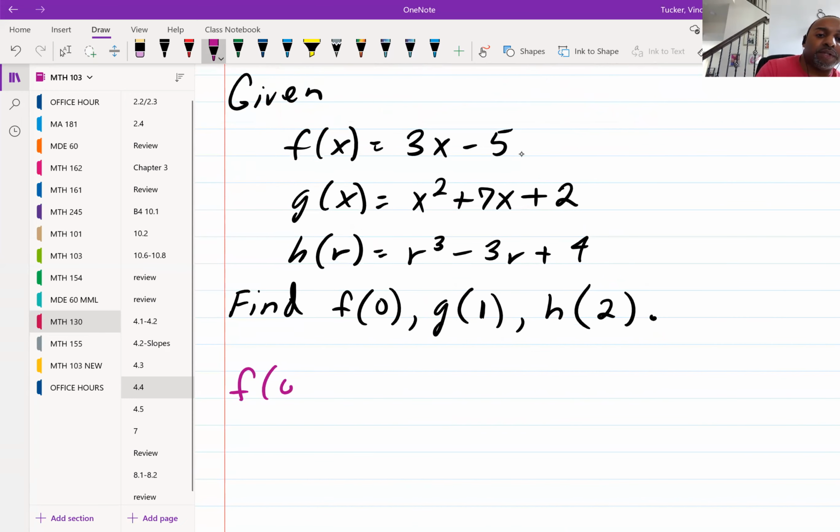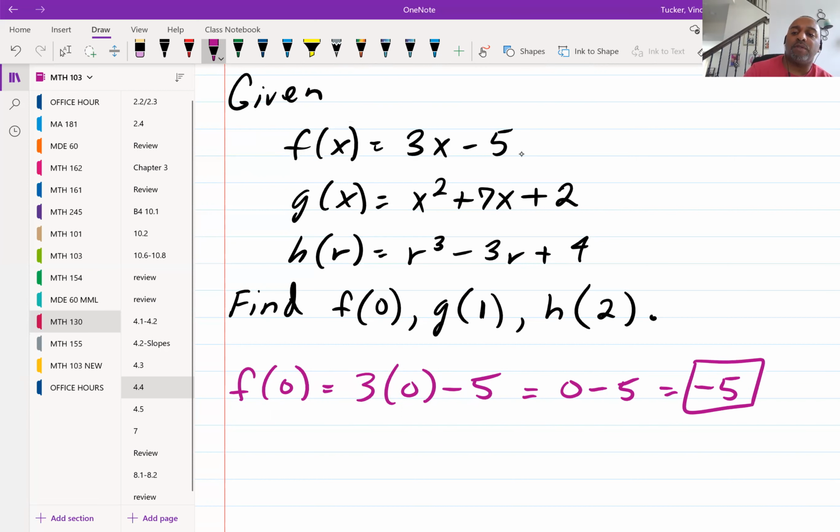So let's look at the first one, f of 0. That means I'm going to take 0 and plug it into the f function for x. So that's 3 times 0 minus 5. 3 times 0 is 0 minus 5, and that is -5 for the first one. Any problems with that f function?